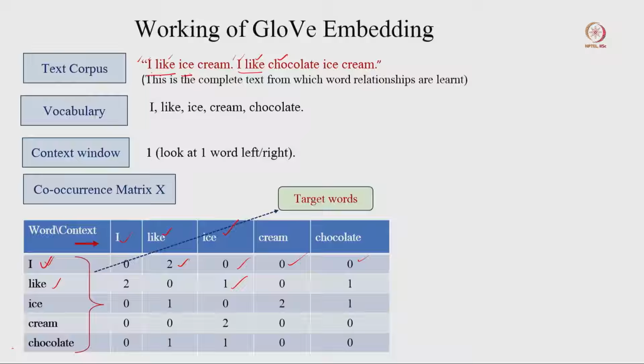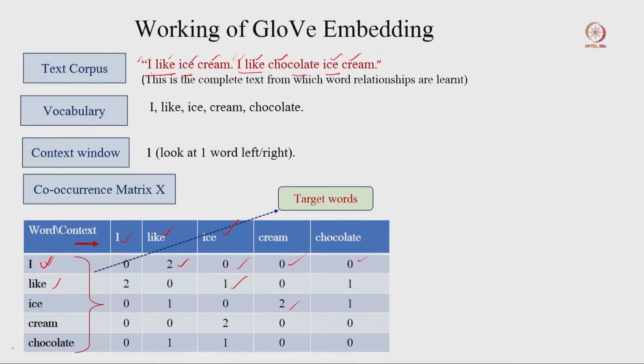How is it 2? Here it is "ice cream" in the first sentence. In the second sentence also "chocolate ice cream". So, once again "ice" and "cream" are coming side by side. So, it is 2. And "ice" and "chocolate" came once because they are here. Similarly, for the words "cream" and "chocolate", I have calculated the co-occurrence of the nearby words or the context words. You can check the values once again with the sentences.